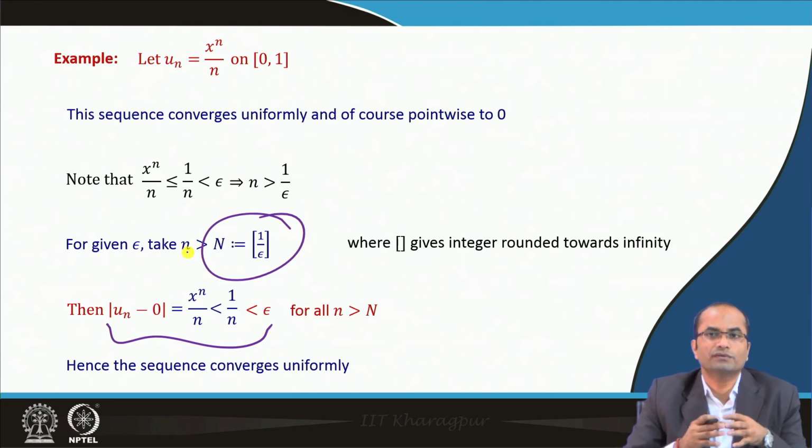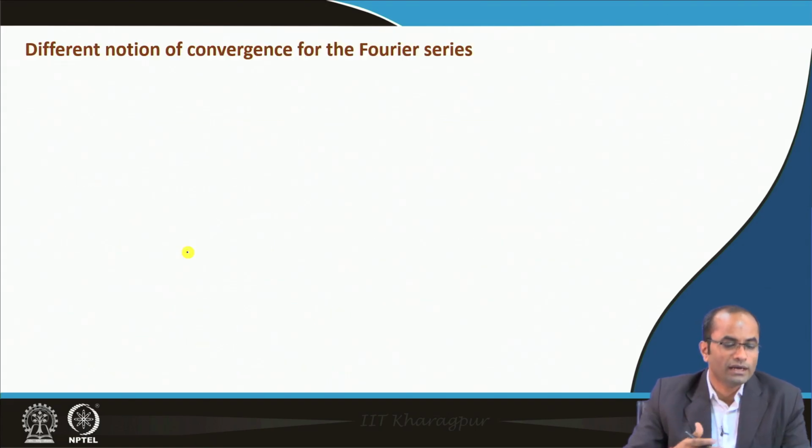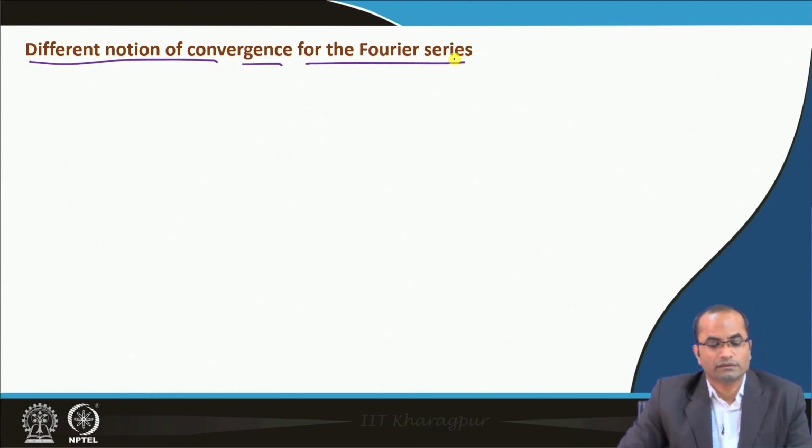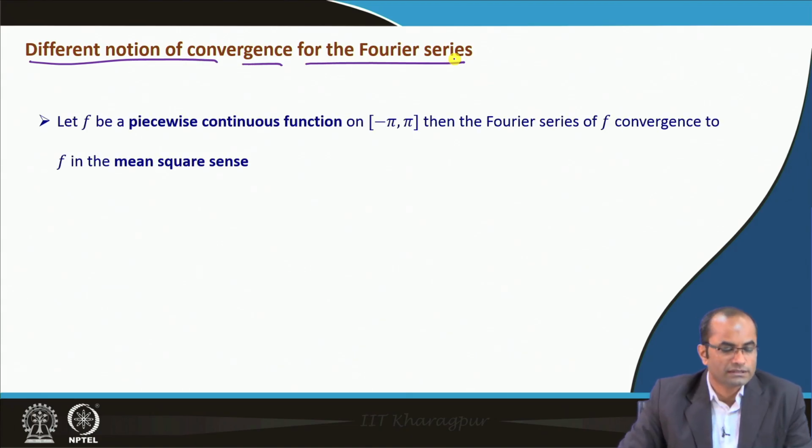So, among the three notions we have discussed, uniform convergence is the strongest version of convergence. Uniform convergence implies pointwise convergence, and pointwise convergence implies convergence in the mean square sense, or in the integral sense. Well, how these different notions of convergence are related to the Fourier series, their connection to the Fourier series, we will discuss now.